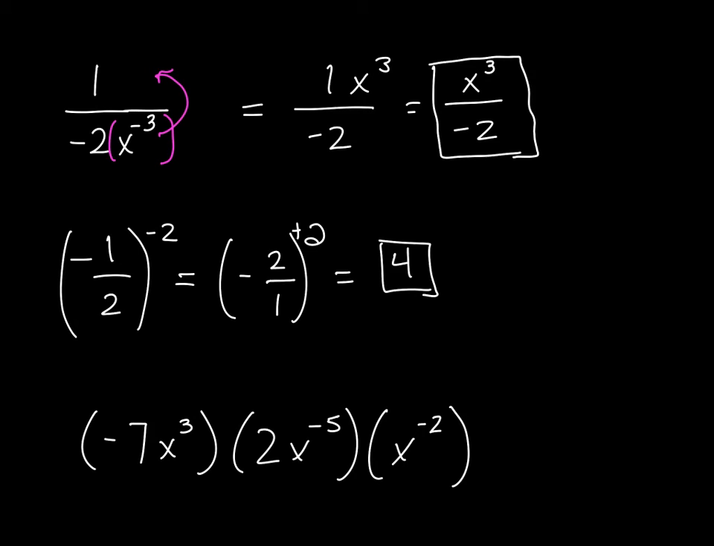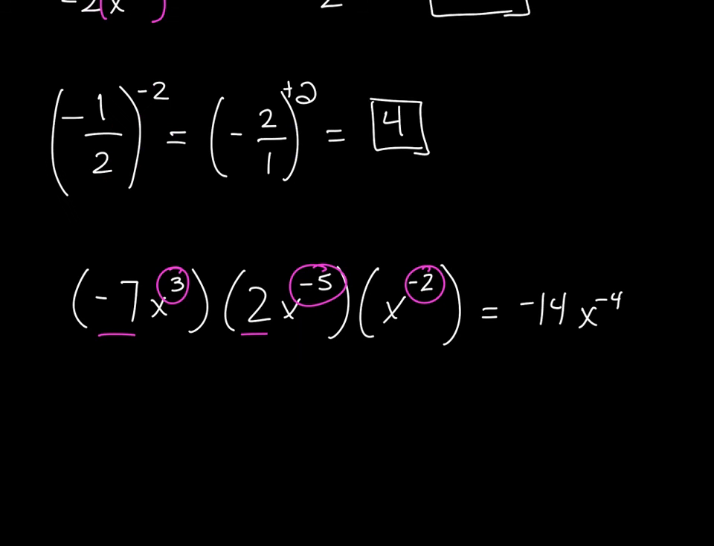So again, what you want to do with this one is go ahead and multiply the 7 that is negative times a 2. And that'll give you your negative 14. And then you add all of your exponents on the x. So it's positive 3 plus a negative 5 plus a negative 2.